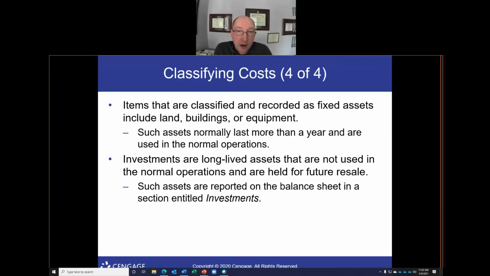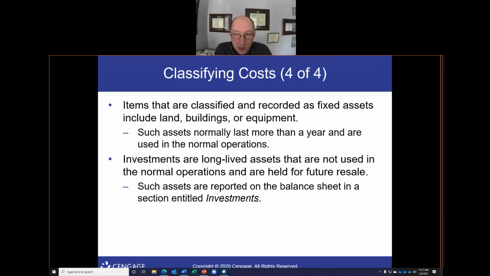Items that are classified or recorded as fixed assets include property, plant, and equipment. Remember, property, plant, and equipment are fixed assets and they are long-lived. They help us generate revenue. And of course, we expect those things to last more than a year, and they're used in day-to-day operations of the business. Investments are long-lived assets we do not use in day-to-day operations, and we'll hold on to them for future sale.